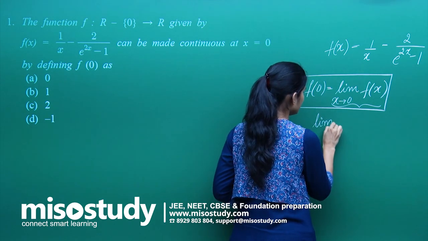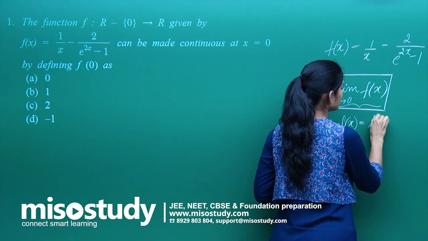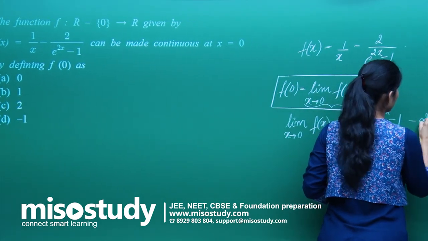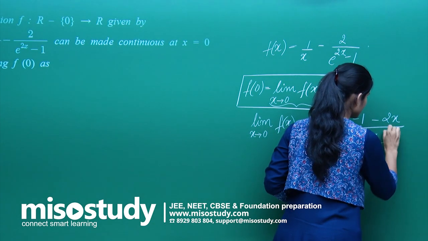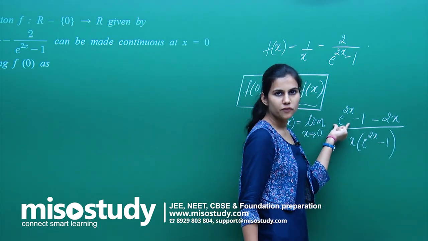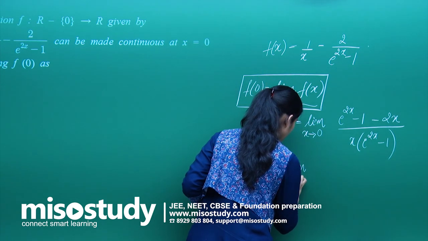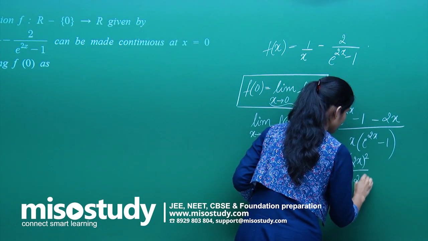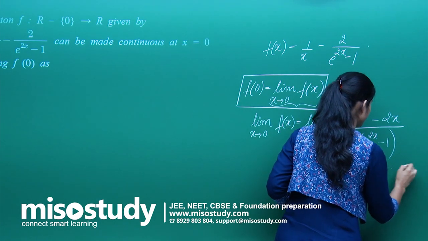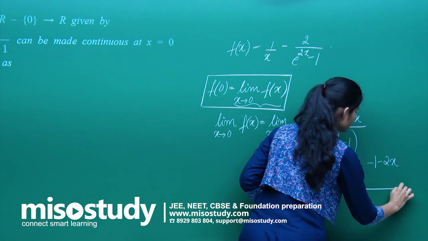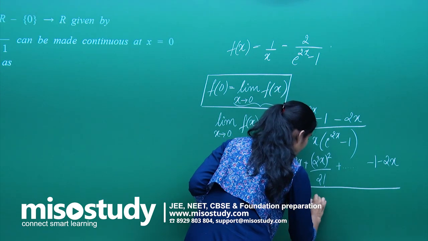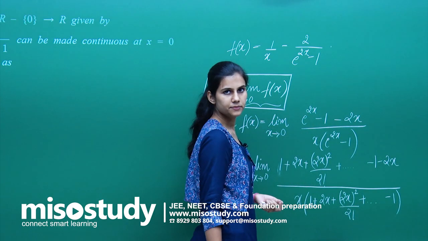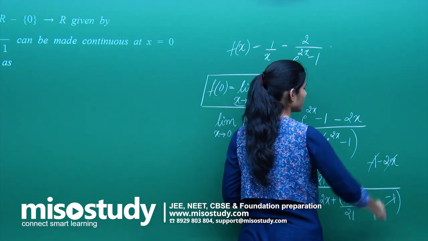What would this be? Limit x tends to 0 f of x is actually limit x tends to 0, this function. What is this? e to the power 2x minus 1 minus 2x whole upon x into e to the power 2x minus 1. Now you can just use the very expansion of this exponential function. What is it? 1 plus 2x square by 2 factorial plus 2x cube by 3 factorial and so on minus 1 minus 2x as it is. I'm just using the expansion of the exponential function, and then in the denominator as well this is 1 plus 2x square by 2 factorial plus and so on minus 1. 1 minus 1 gets cancelled. 1, 2x, minus 1, minus 2x, everything gets cancelled out.